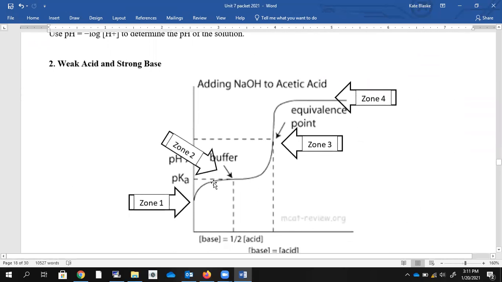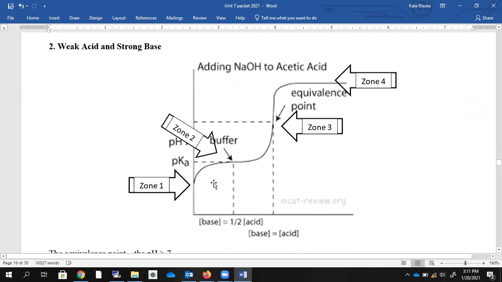For weak acids reacting with a strong base, we have a similar shaped curve with a few small differences. So when we have either a weak acid or a weak base reacting in the first place, we don't have a nice smooth S curve. We've got this little hump at the beginning.